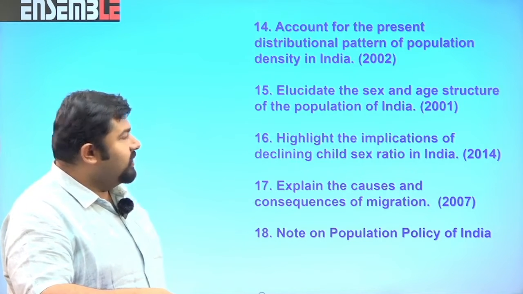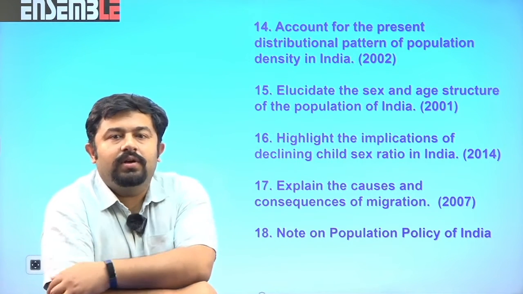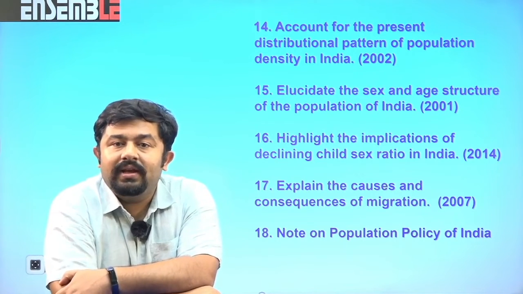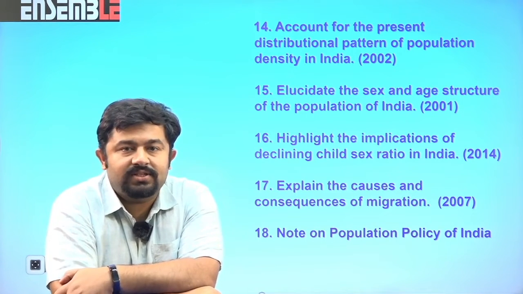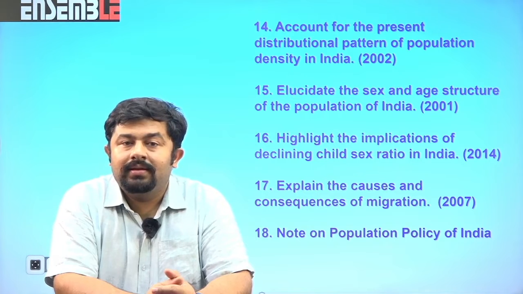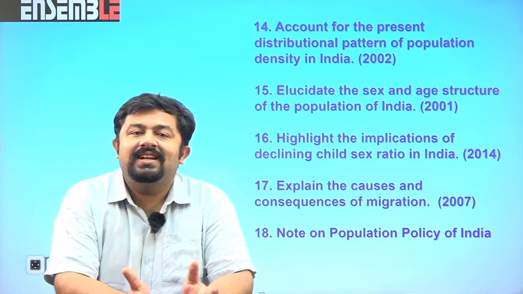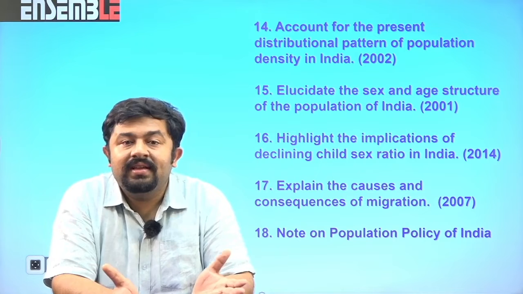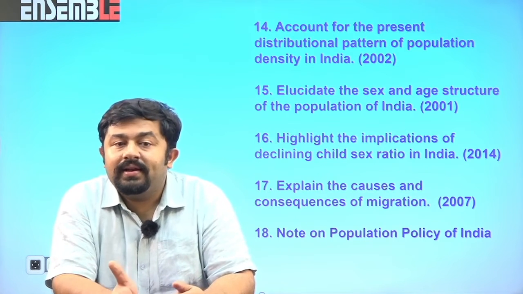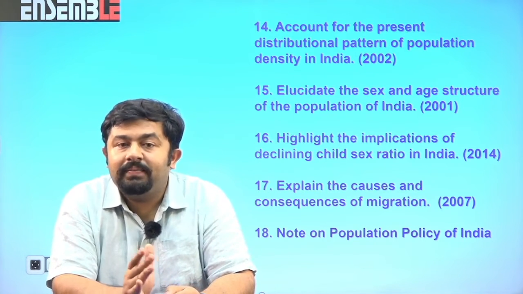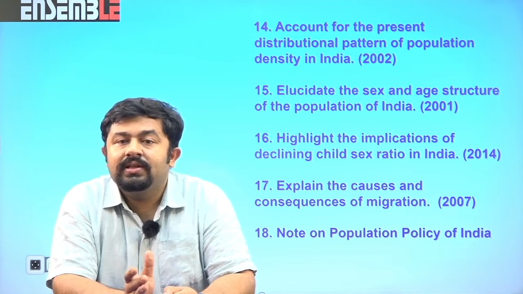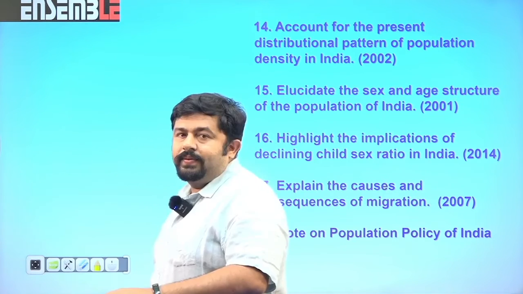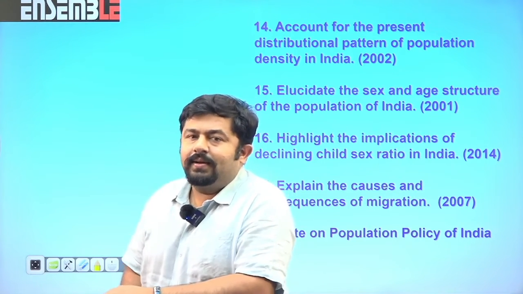Question 15. Elucidate the age and sex structure of the population of India. You need to explain what the age and sex structure is. So what age and sex structure is India having? It is having a very young population, unlike Japan, which has a higher percentage of older population. So the age and sex structure will be different. Let's see an example.